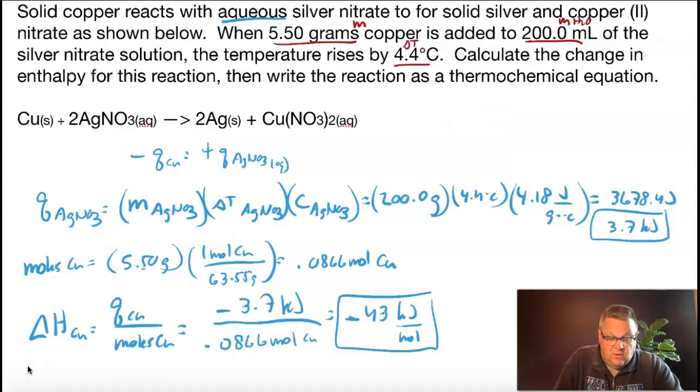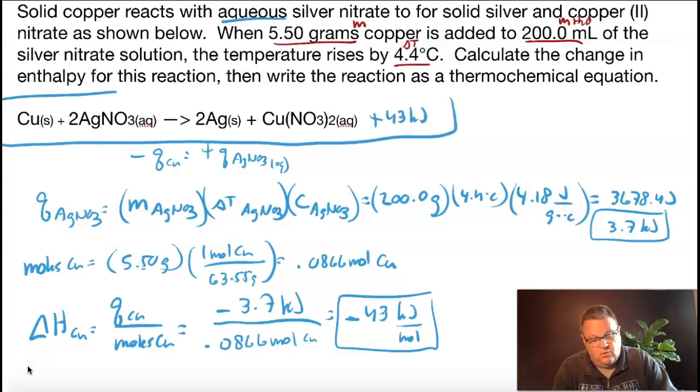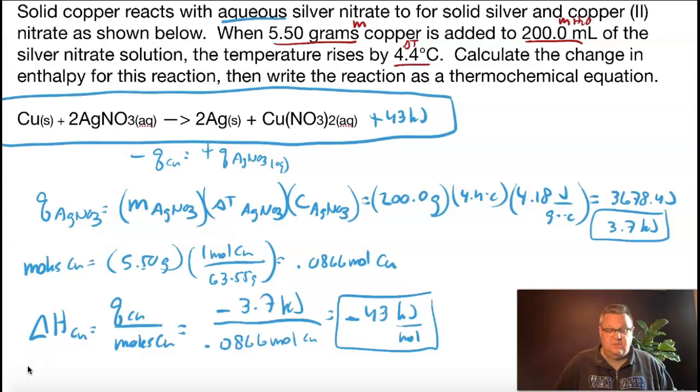Then write down the reaction as a thermochemical equation. Well, I'm going to use the equation typed on the top. And to make it a thermochemical equation, I'm just going to add my delta H into the equation. The fact that delta H is negative means when I put it in the equation, it is positive on the right-hand side. That's how you do it. All right.